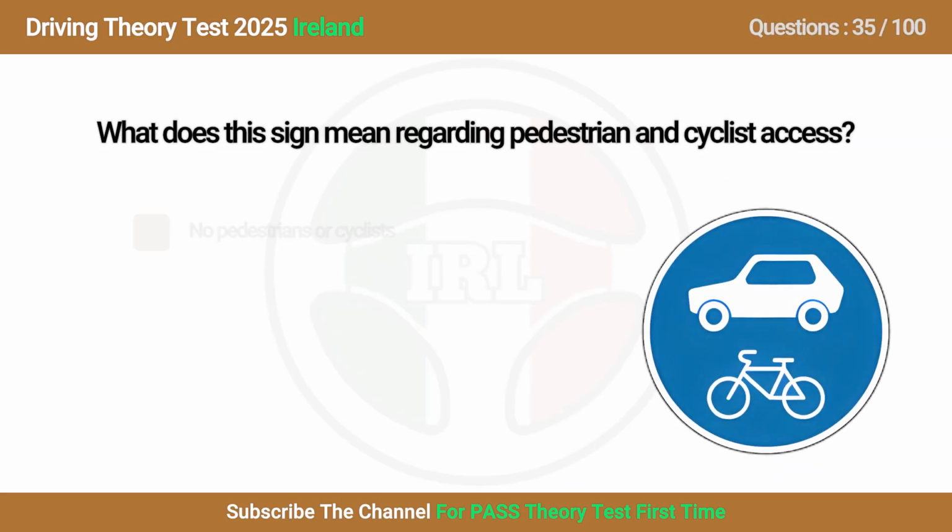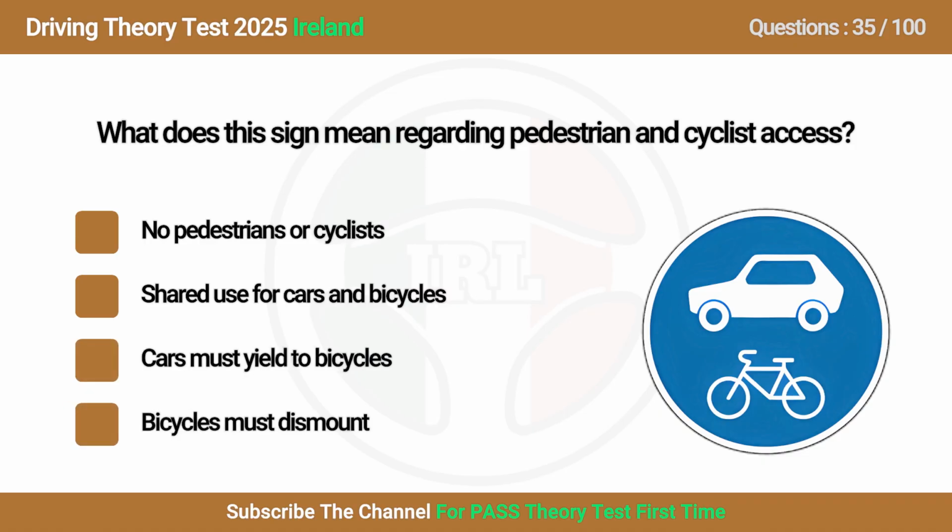Question 35. What does this sign mean regarding pedestrian and cyclist access? A. No pedestrians or cyclists. B. Shared use for cars and bicycles. C. Cars must yield to bicycles. D. Must dismount.